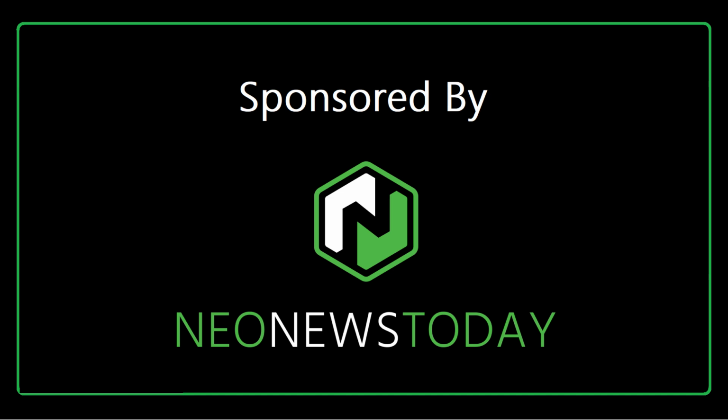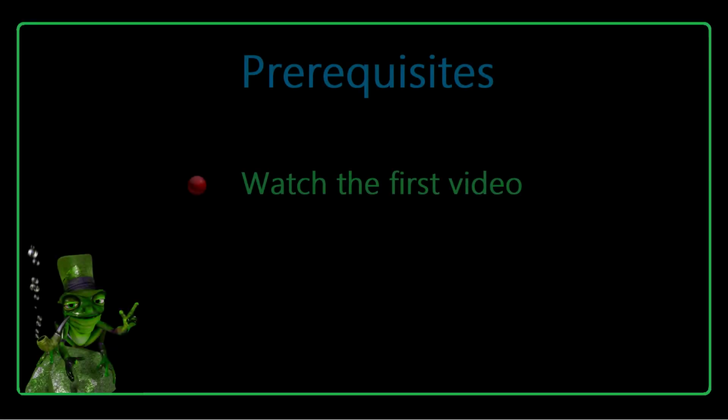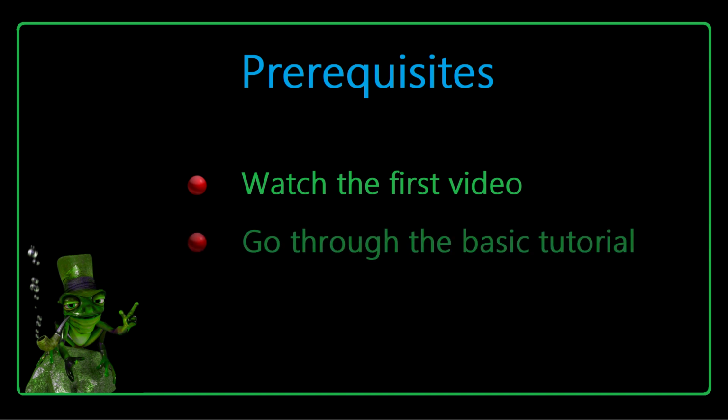Please do the following before watching this video. First, watch the first video in this series to see how the Band Battles game is played. You will find a link to that video in the video notes. Then, go through the Neo N3 basic tutorial for C# smart contract development. It will show you how to install the necessary tools to be able to develop Neo N3 dApps using C# and Visual Studio Code, and will also give you the basic knowledge you need to follow this video series.